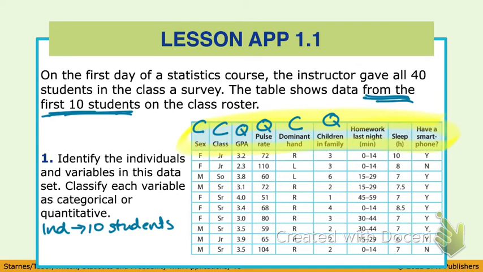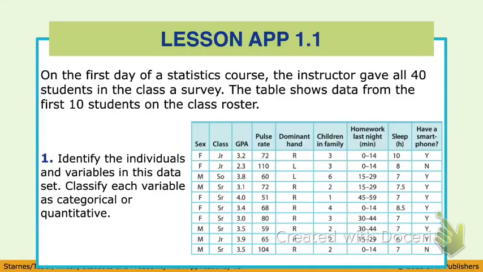Homework last night in minutes. Now, if you look at this, it looks like this must have been some kind of range that was put onto the form. So we're putting people into a category based on a range of minutes. So yes, minutes is normally quantitative by itself, but in this case, because we are putting them into sections, we have categories. Sleep, the number of hours of sleep, that is going to be quantitative. And then if you have a smartphone, that is going to be categorical. All right, so that's number 1.